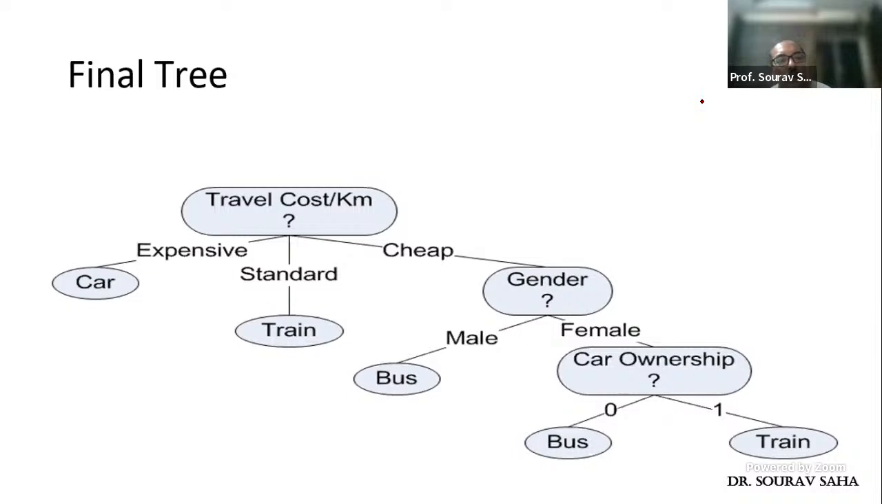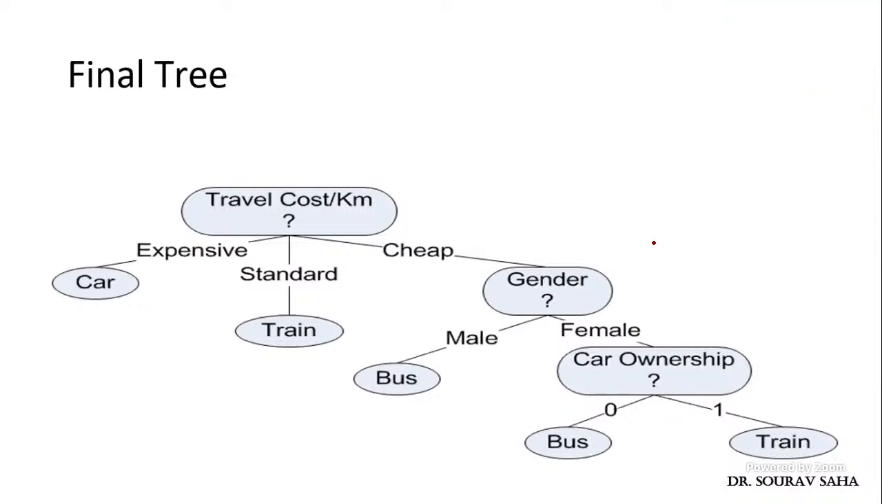If the travel cost is expensive, car. If the travel cost is standard, use a train. Or if the travel cost is cheap, then ask for the gender. If the gender is male, use a bus. If it's female, then probably take some more variables. Samrat has some questions, so let me come to Samrat. Yes, Samrat. Thank you, sir.